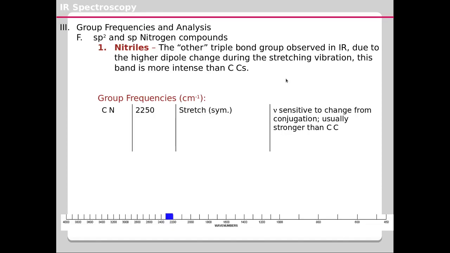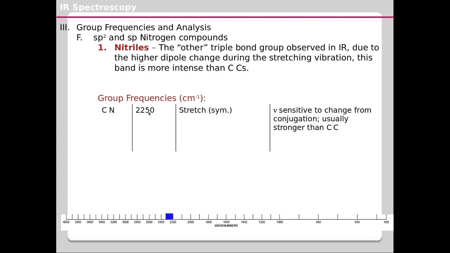Okay, and the other type of functional group we discuss is nitriles, C triple bonded to N. So for nitriles, the C≡N vibration usually happens at around 2250 centimeter inverse. I'm talking about the stretching vibration, and this again depends upon conjugation, because the pi bonds between carbon and nitrogen can take part in conjugation with other pi bond systems.